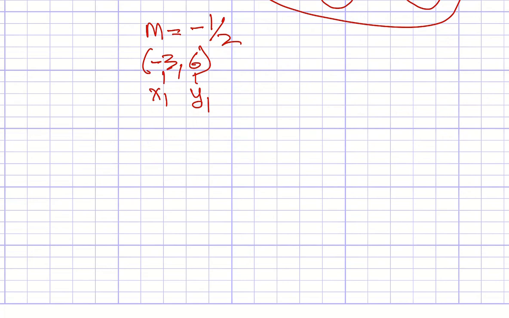So we'll say the point slope form is y minus y1 equals slope times x minus x1, right?